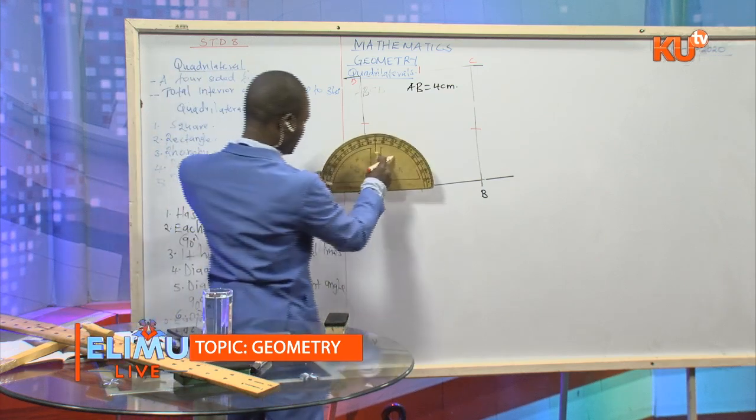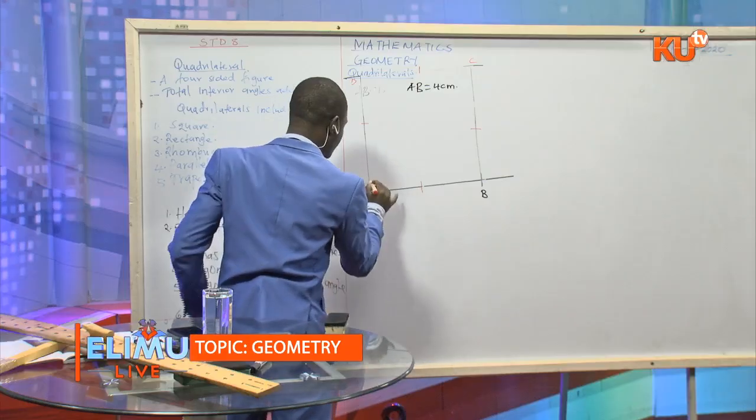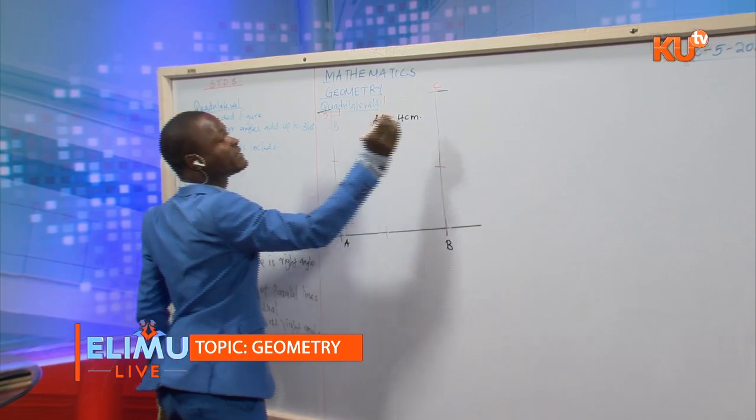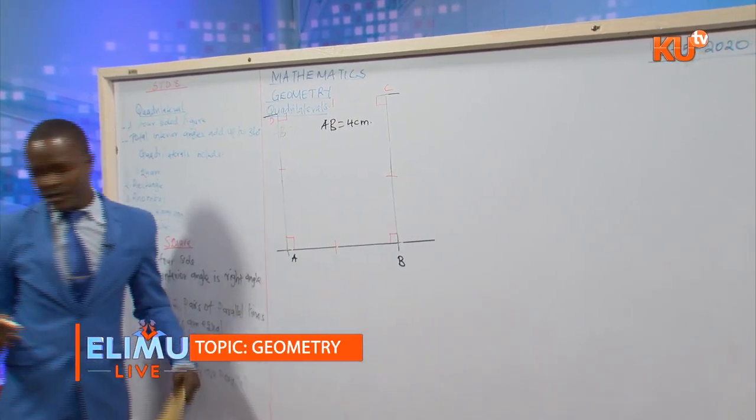So if you measure here, you're supposed to get 90 degrees. So this is 90 degrees. This is also 90 degrees. This is also 90 degrees. And this is also 90 degrees.